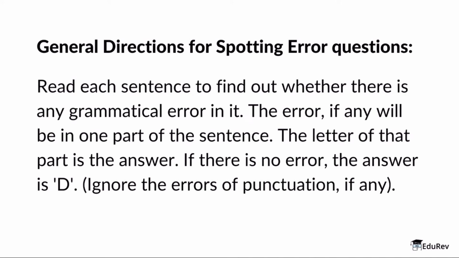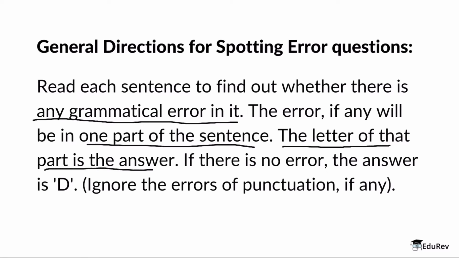Now let's look at the general directions for spotting error questions. Read each sentence to find out whether there is any grammatical error in it. The error, if any, will be in one part of the sentence and the letter of that part is the answer. And if there is no error, the answer is D. We have to ignore the errors of punctuation, if any. So as we have understood what the general directions for the spotting error questions are, I think we should start solving them.